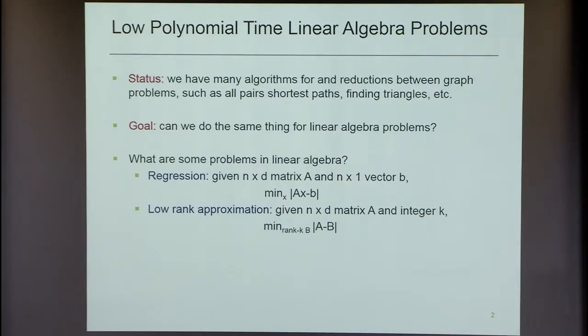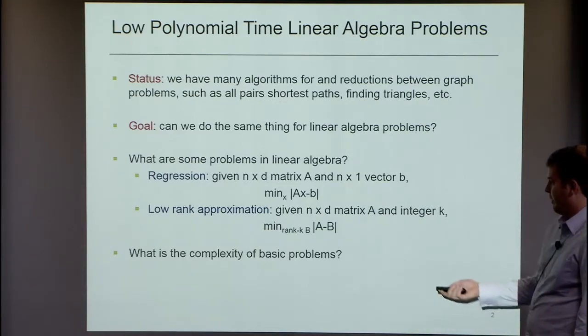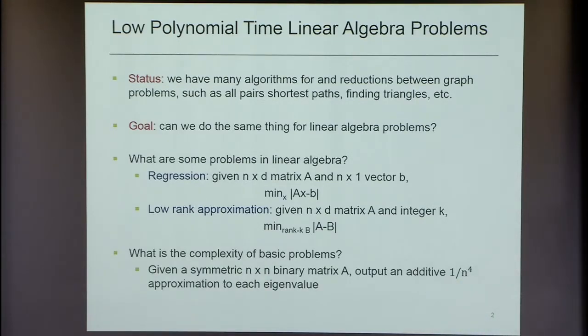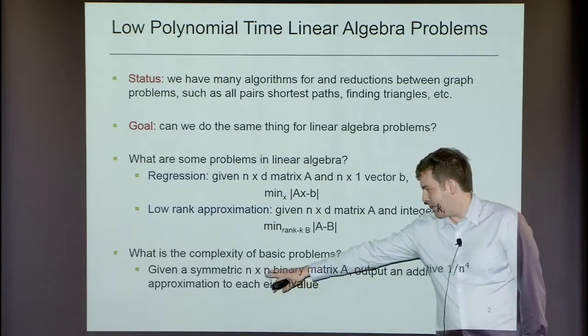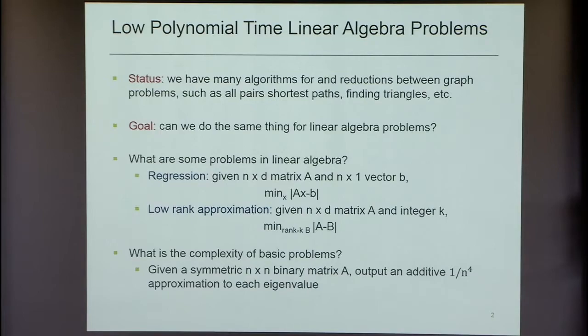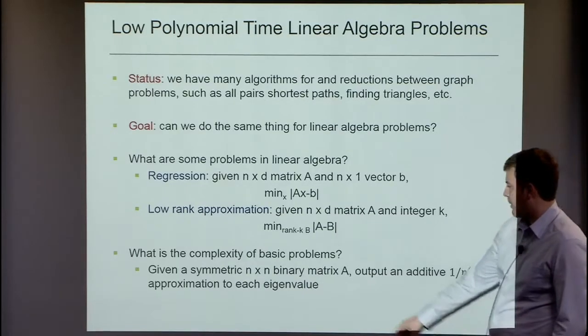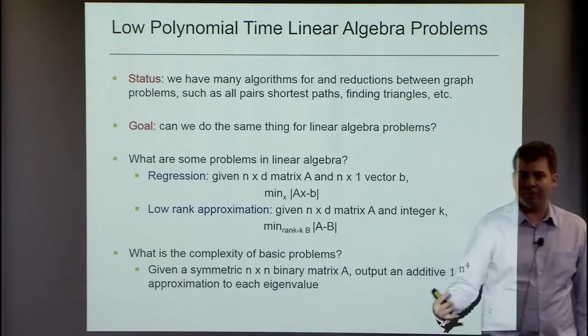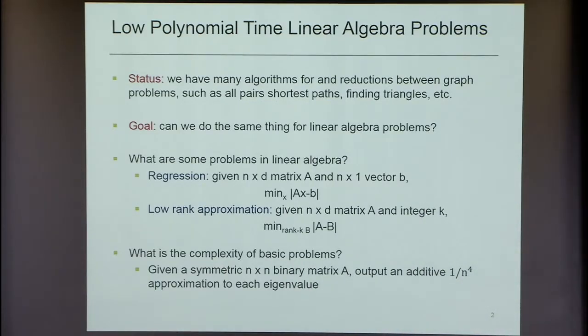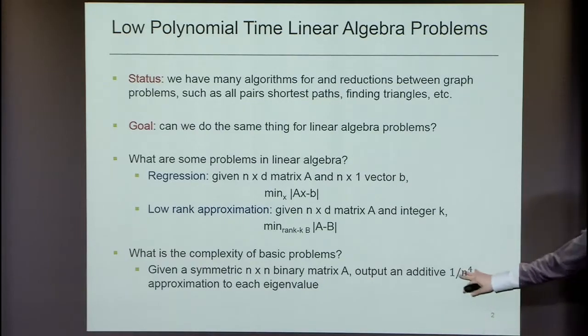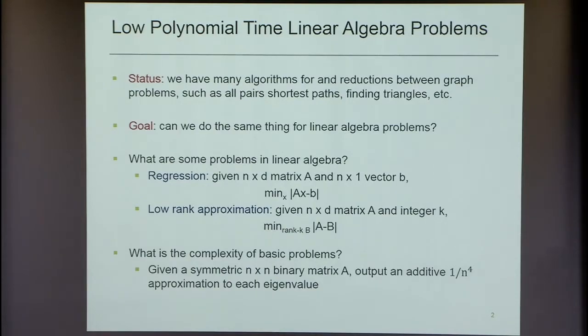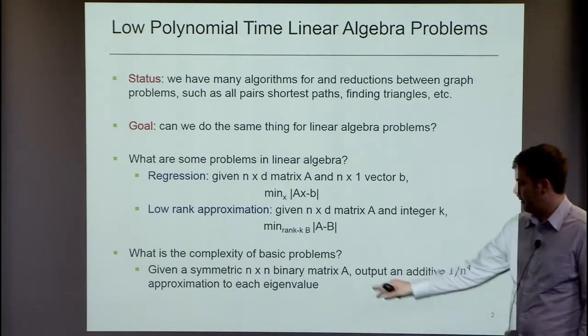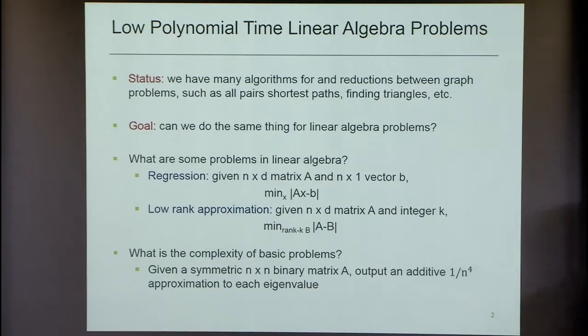You could ask even more basic questions. So what is the complexity of the following problems? Suppose I'm given a symmetric n by n binary matrix A, and I want to output an additive 1 over poly n approximation to each of its eigenvalues. Okay, so it's symmetric, it's n by n, it's binary, so you have worst case bounds on the eigenvalues. What is the complexity of this problem? So the output description here is just n log n bits. Can I do it in linear time in the time to describe A?